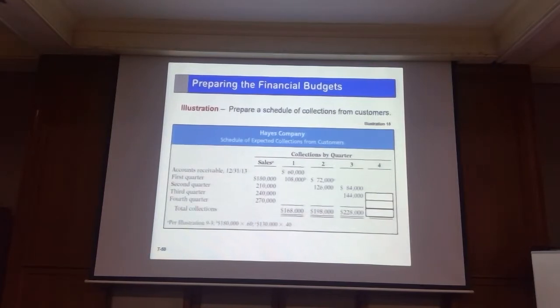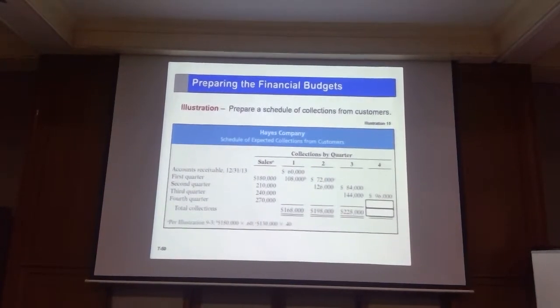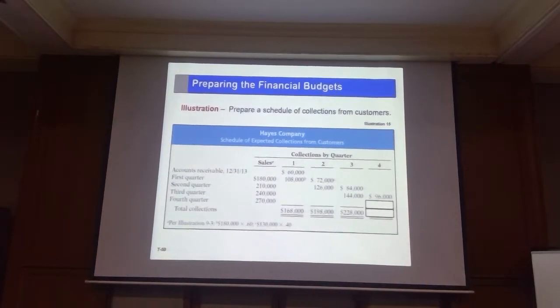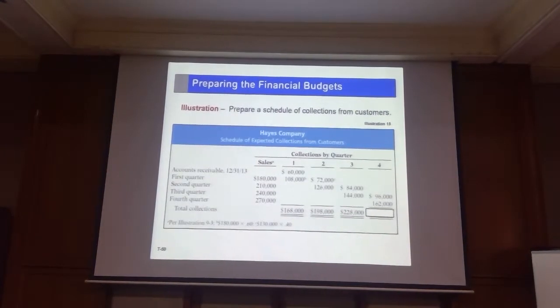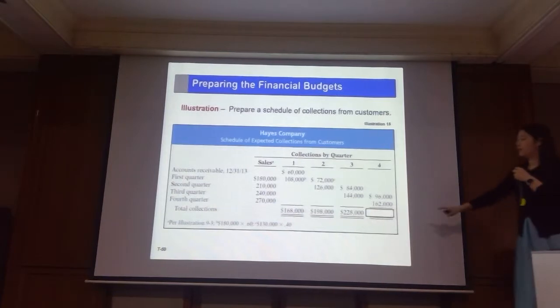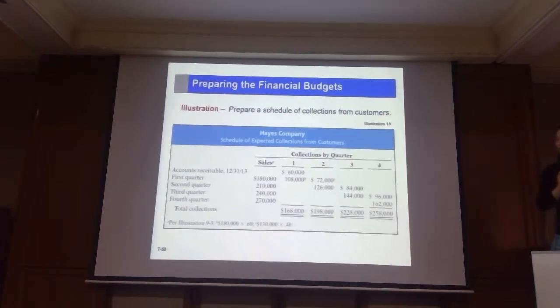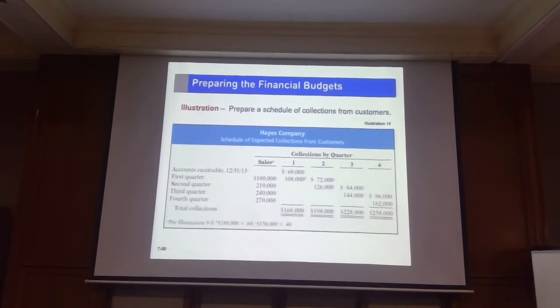How about the last quarter? The same concept, right? In the last quarter, you will receive 40% of the third quarter sales. So it's going to be 96,000. And you will also receive 60% of quarter four sales, right? So you're going to get 162,000. So in total, you will have cash collected in the last quarter equal to 258,000. Okay. So this is everything that we receive from customers, right?